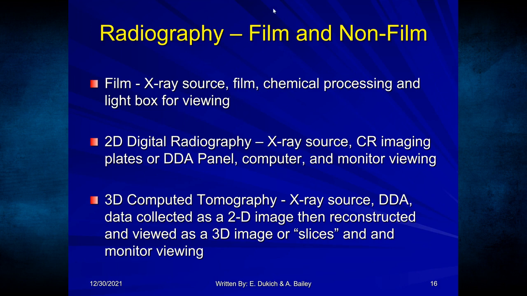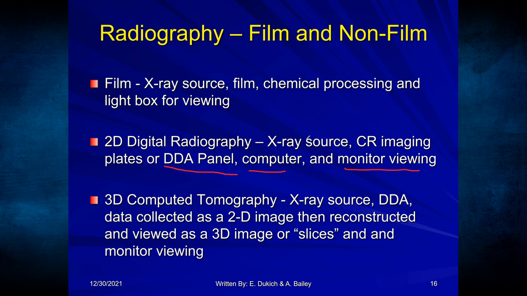But nowadays, we're going into two-dimensional imaging using the same X-ray source and a computed radiography imaging plate. The computed radiography imaging plate is just like a film, except you're using a scanner. You take the imaging plate and you scan it, and the data is sent through a computer and the image is viewed on a monitor. Or a digital detector array, which is a rigid panel. It kind of looks like a TV screen, if you would.